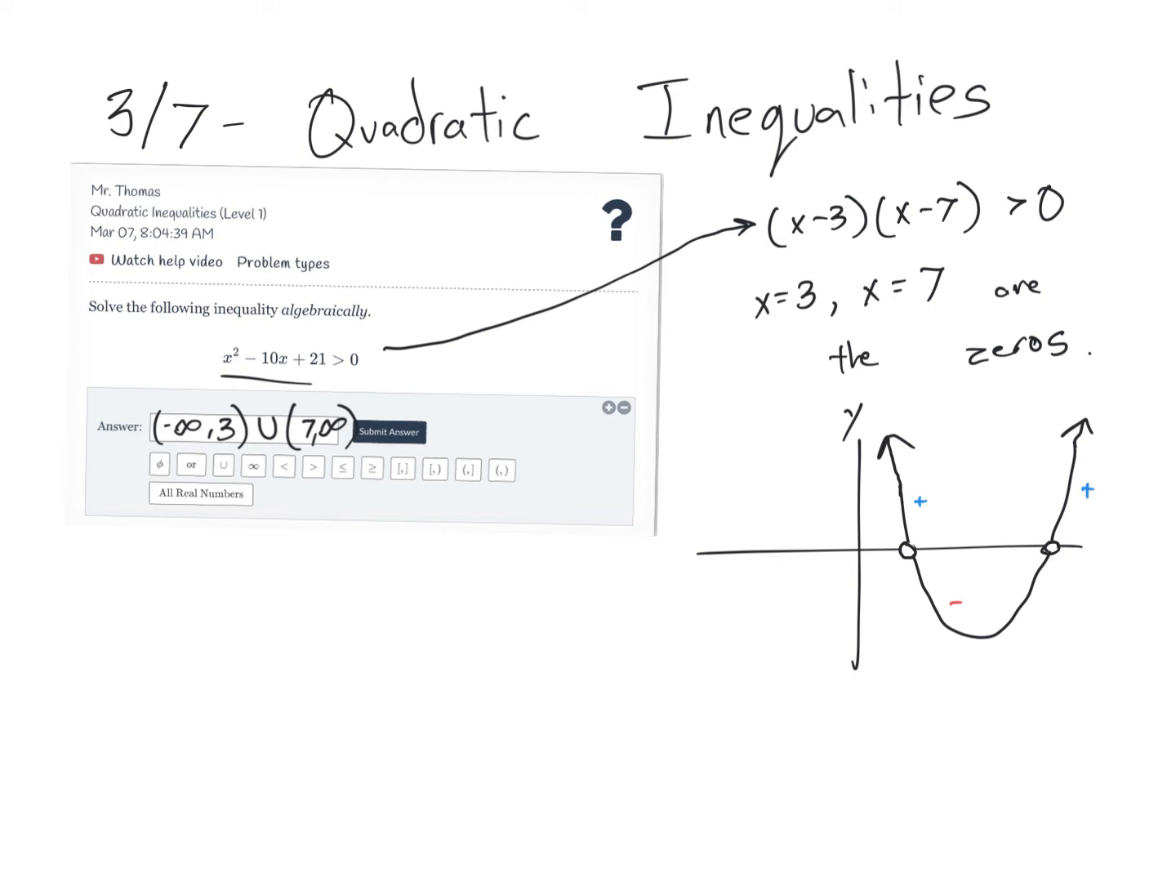Okay? So negative infinity to 3 is one part of the answer, and then 7 to infinity. That's what I put here. The U just means or. Maybe I'll label this 3 and 7. Many moving parts. It all follows certain logic, but if you stick to the procedure, you'll get it.